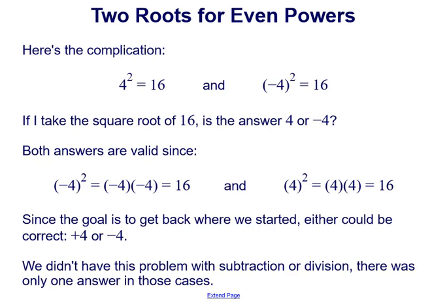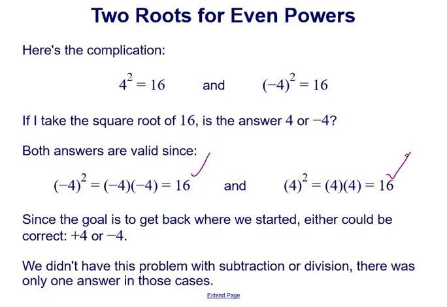So here's the complication. We know that 4 squared equals 16, but we also know that negative 4 squared equals 16. So if I take the square root of 16, is the answer 4 or is it negative 4? Well, both answers are valid. Both fit the definition of squaring a number, right? Negative 4 squared is equal to negative 4 times negative 4, which equals 16. And 4 squared is equal to 4 times 4, which is also equal to 16.